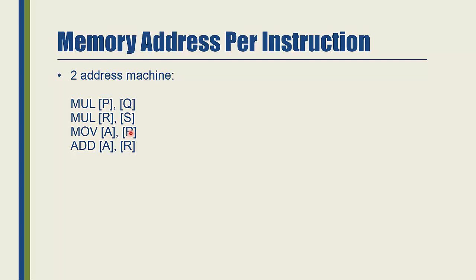We copy the content of P into a location A, and then the location R, which just now already has the value of R multiplied by S, we add it to this new location to get the calculation that we wanted just now.